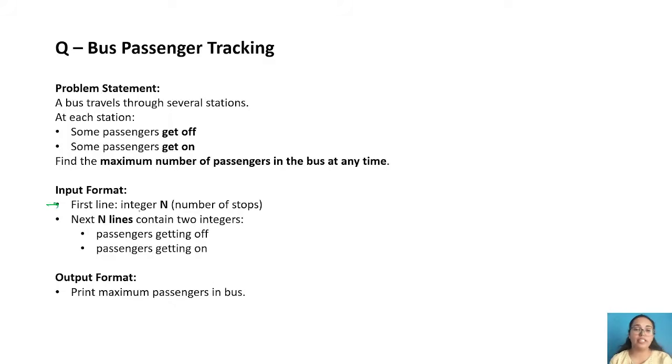The first line will be an integer n, which represents the number of stops. The next n lines contain two integers. For example, if there are 4 stops, then from the second line you will have 4 different lines, and in each line there will be 2 space separated integers. If you have 2 3, it means that at the first stop 2 passengers get off and 3 passengers get on.